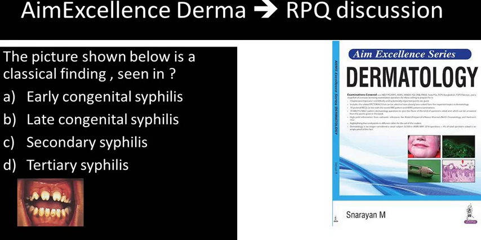We are presenting this recent pattern question discussion, and if you are aware of the recent trend of the examination, you will most probably figure out which examination this question came in. The picture shown below is a classical finding seen in early congenital syphilis, late congenital syphilis, secondary syphilis, or tertiary syphilis. This is the picture of Hutchinson teeth. This is Hutchinson teeth, and this is actually seen in cases of late congenital syphilis among the given options.